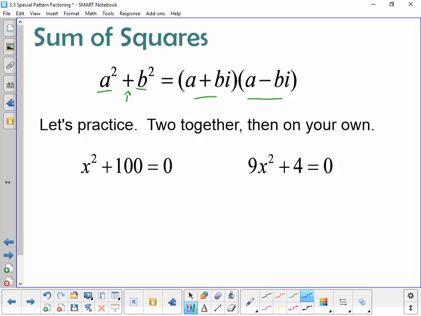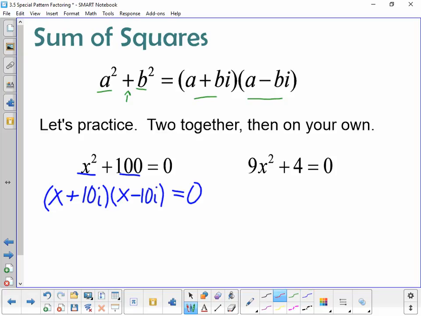x squared plus 100 equals 0. This is a perfect square and this is a perfect square, so we can factor that as a sum of squares. In the first position, we'll have an x on both factors, and it would be a 10i and a negative 10i, and that's equal to 0.